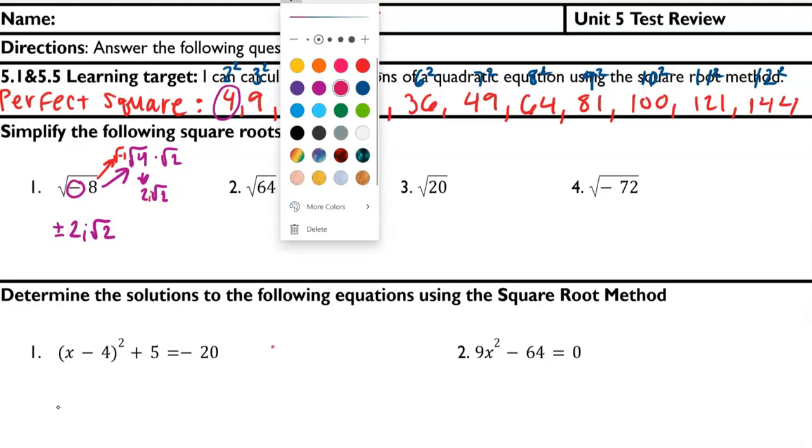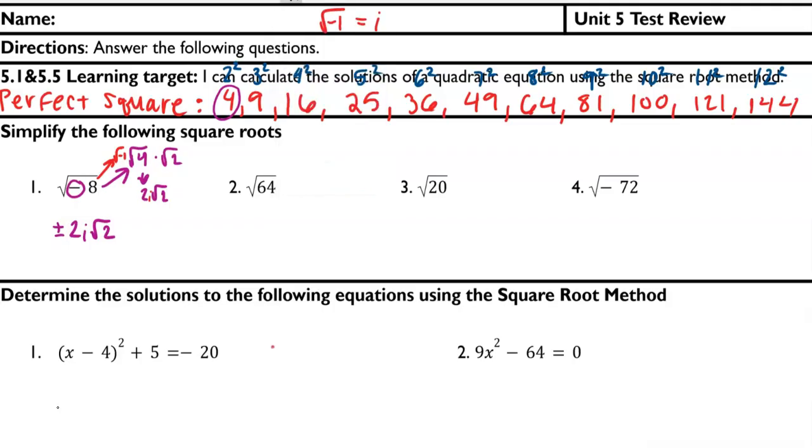Here on number 2, we have the square root of 64. And let's check which of these perfect squares go into 64. Well, 64 is a perfect square. 8 times 8 is 64. So the square root of 64 is 8, but it's also a square root, so we have two solutions, plus or minus.